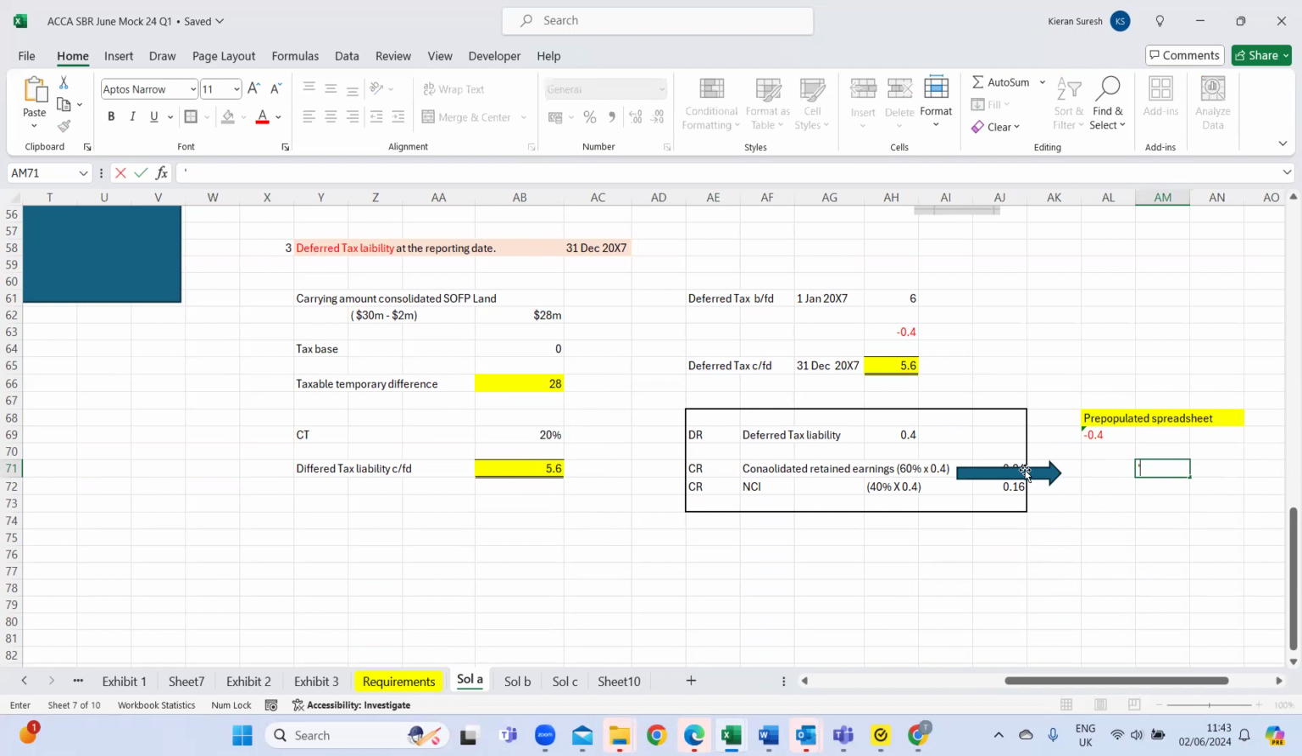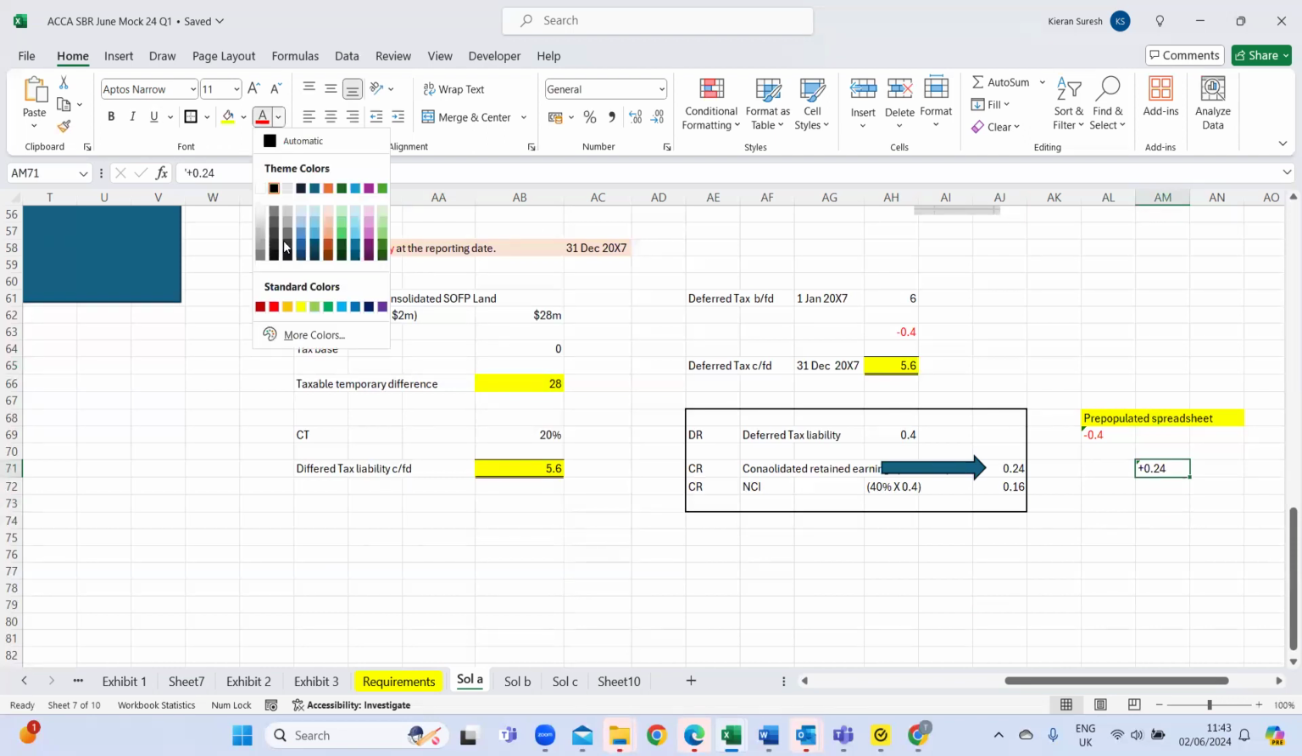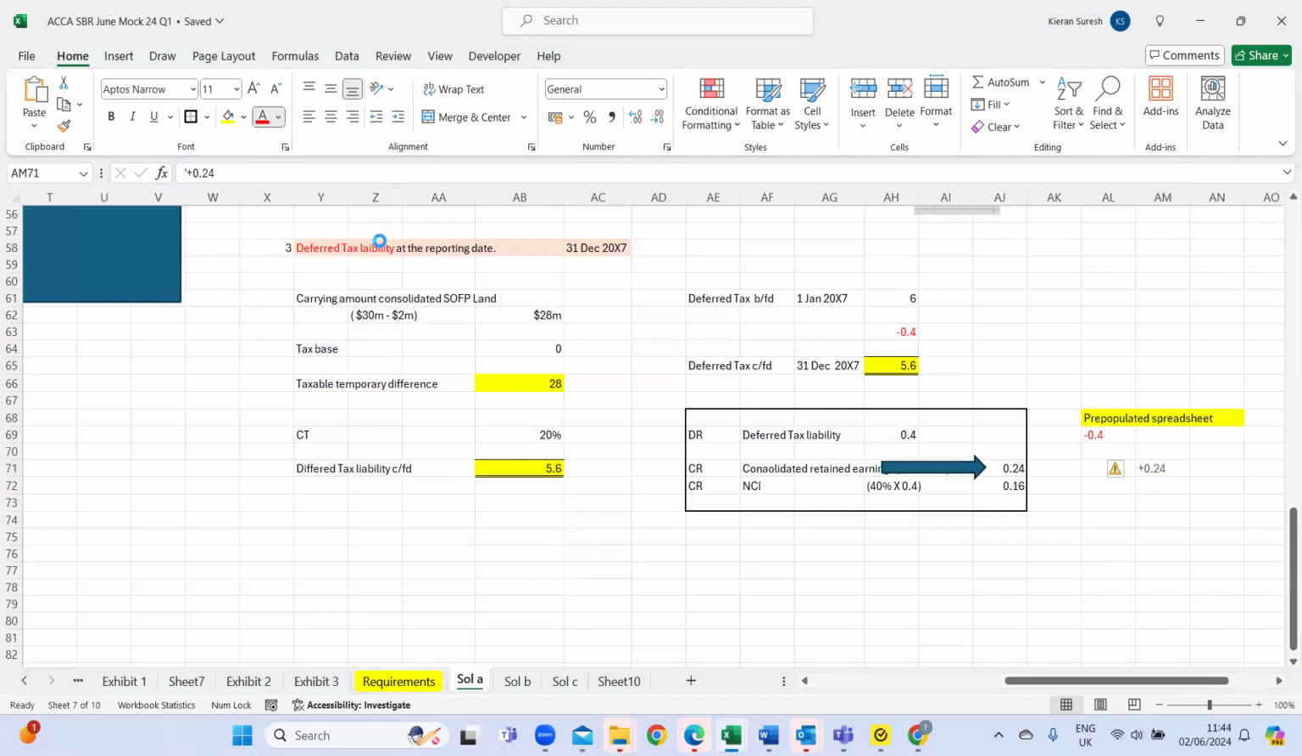This figure is how much? Consolidated retained earnings on the pre-populated spreadsheet, 0.24, right? This should be an increase in the consolidated retained earnings. It's not a decrease. I hope that you understand clearly what I'm trying to explain here. Then I'll point out the error in the ACCA's answers.